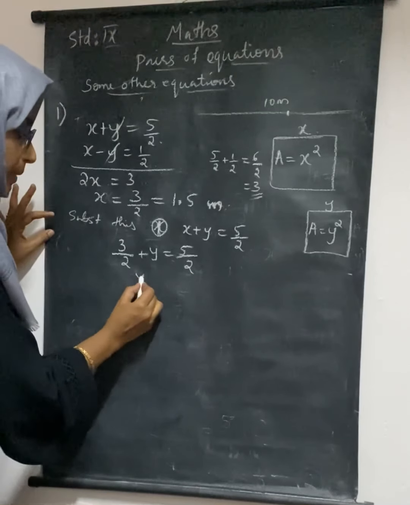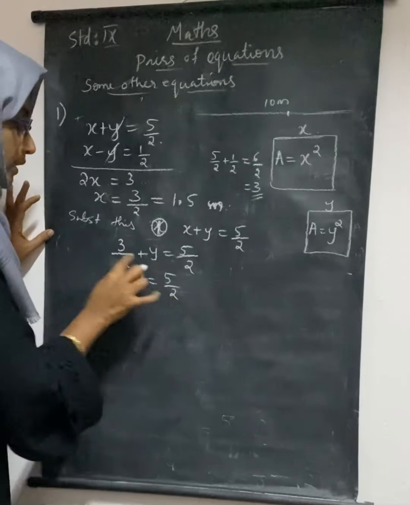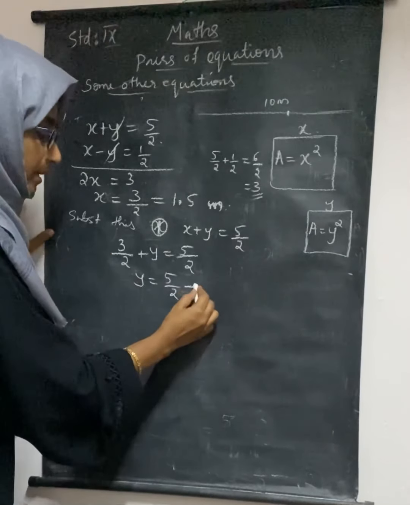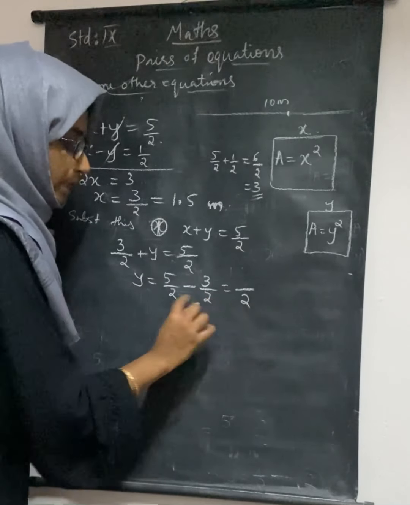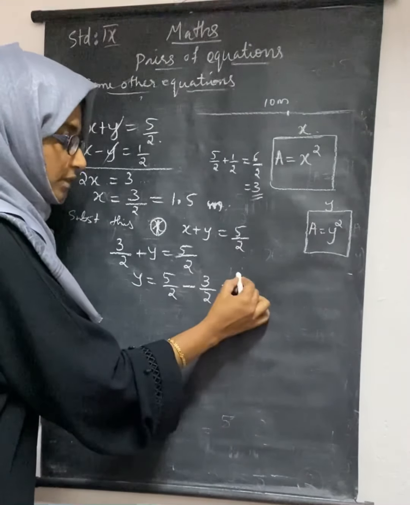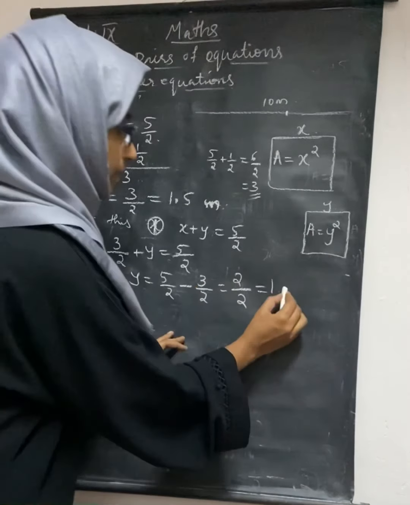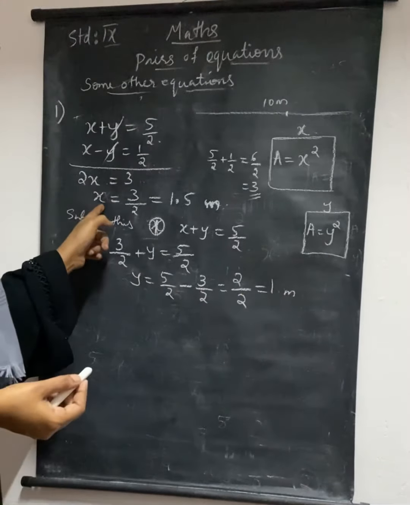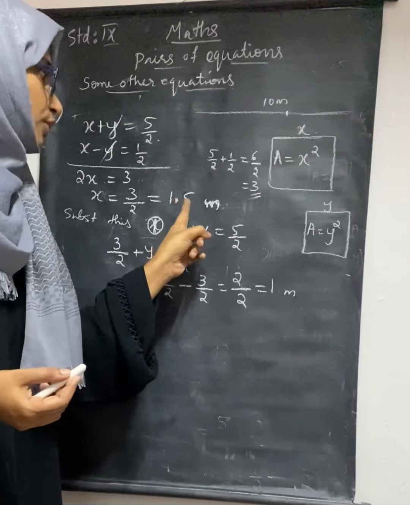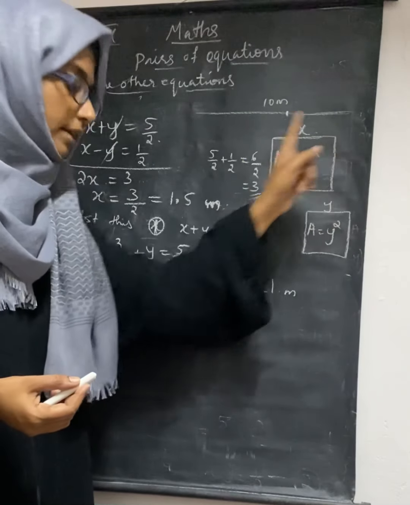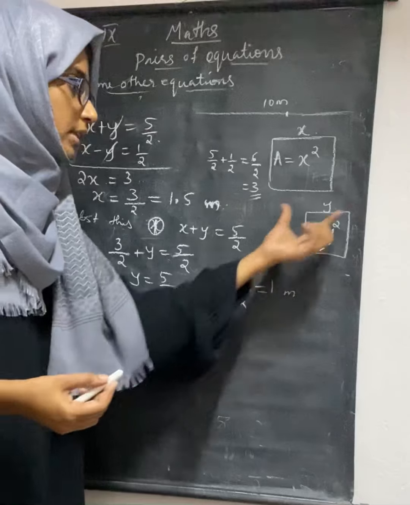3 by 2 plus y is equal to 5 by 2. Now y keeping here, 5 by 2 on the same side, and 3 by 2 bringing here, so that the positive becomes negative 3 by 2. So 5 minus 3, the denominator is the same, the numerator 5 minus 3 is 2, so that is 1. So y is 1, 1 meter. That means what? x is the side of the largest square here. That is 1.5 meter. And y is the side of the smaller square. That is 1 meter.